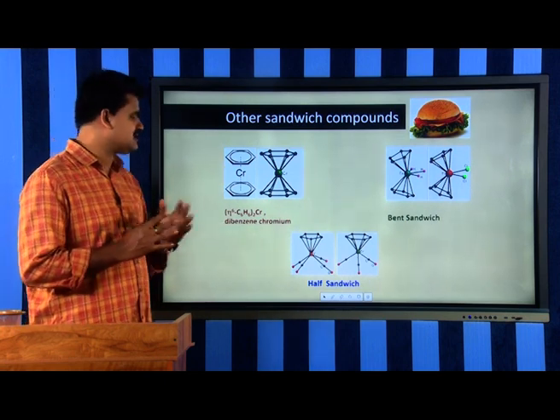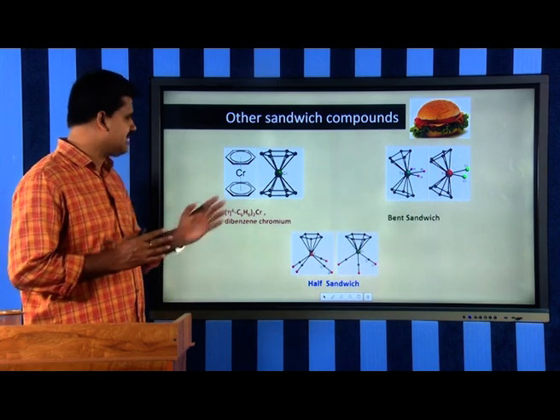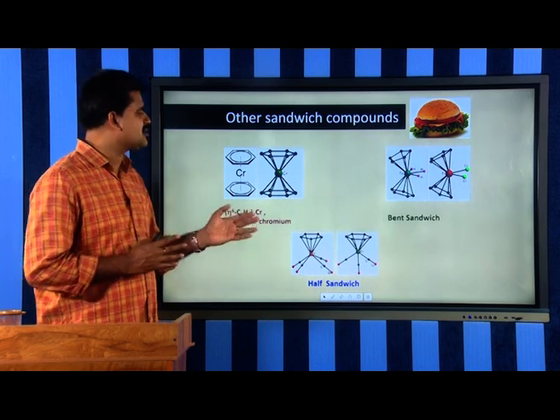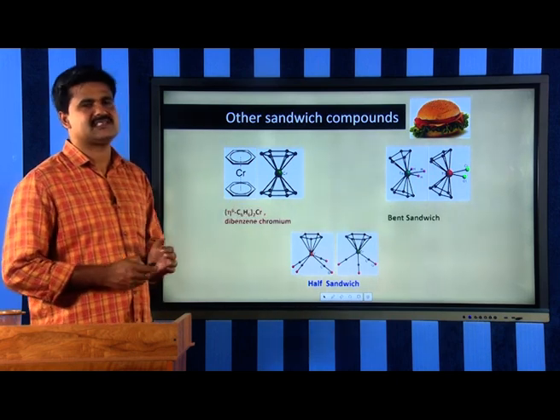Another possible sandwich structure is the half sandwich structure, which is provided by vanadium compounds as well as chromium compounds. The molecular formula can be assessed from the structure.